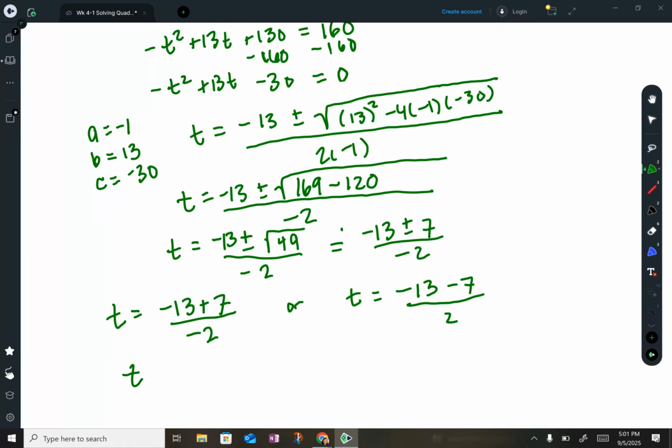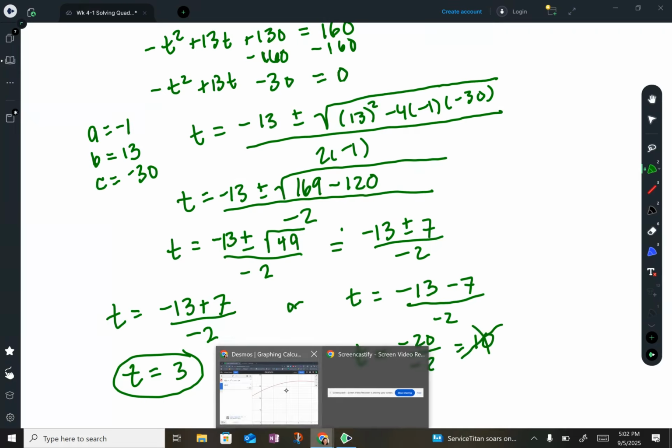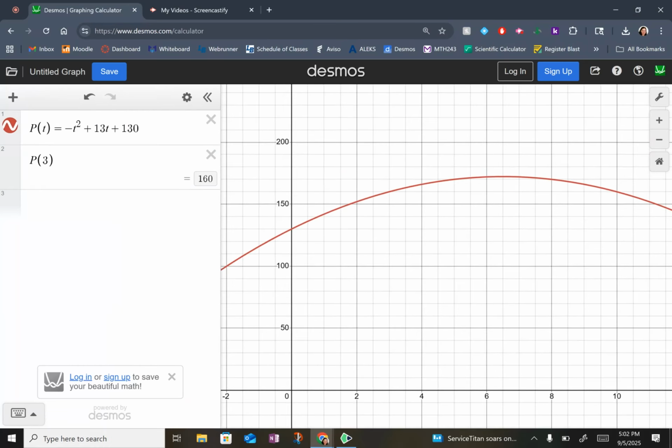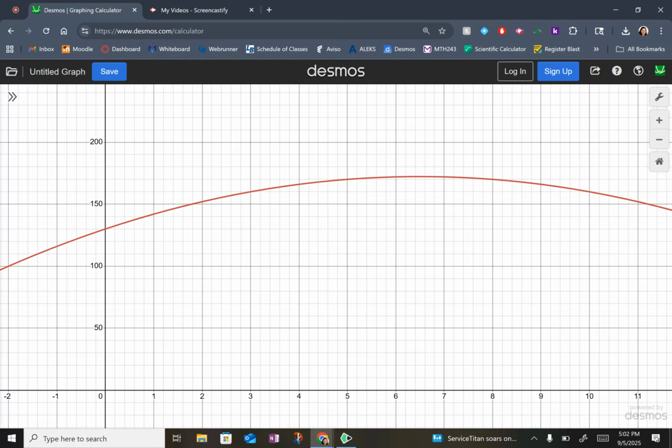So looking at this, -13 plus 7 is -6. -6 over -2 is 3, and that's the answer we found graphically. Thinking about the other one, we get -20 over -2, and that is 10. So this function was only defined on the domain from 1 to 6, so we can't use this 10. However, if we did have the model extended, let's go look at the graph really quick. If we did extend the model on out, we'll see that as the flu cases started to wane, here at 10, we also got back down to 160. So that's where that answer is coming from.